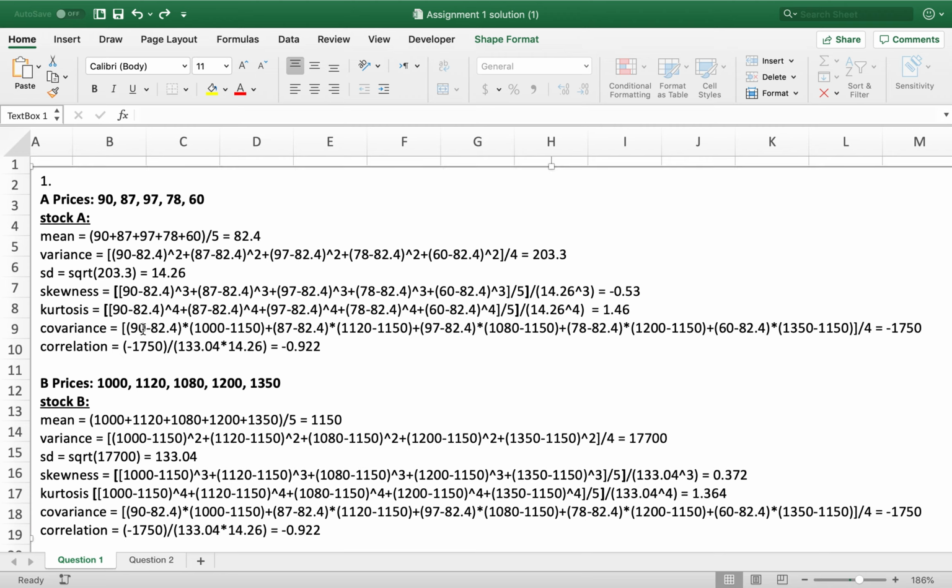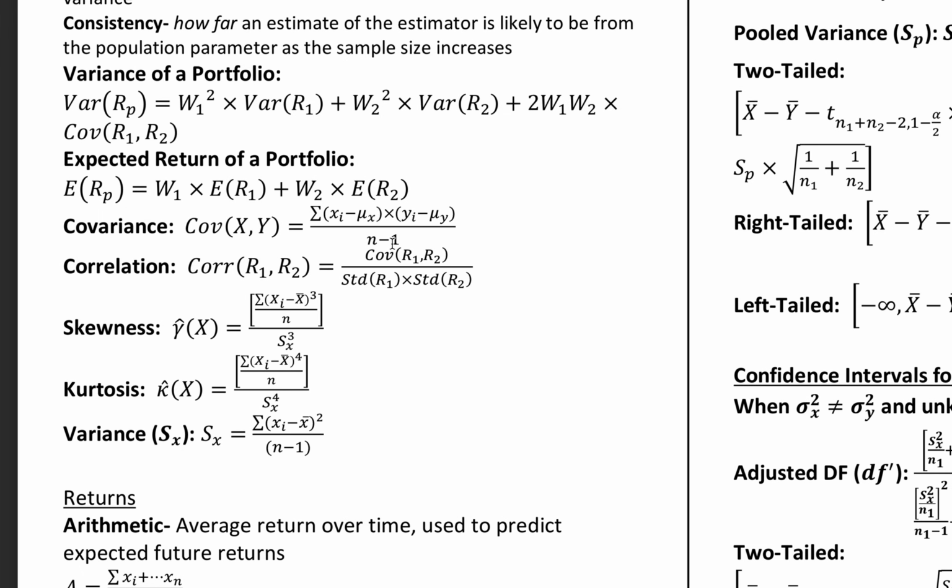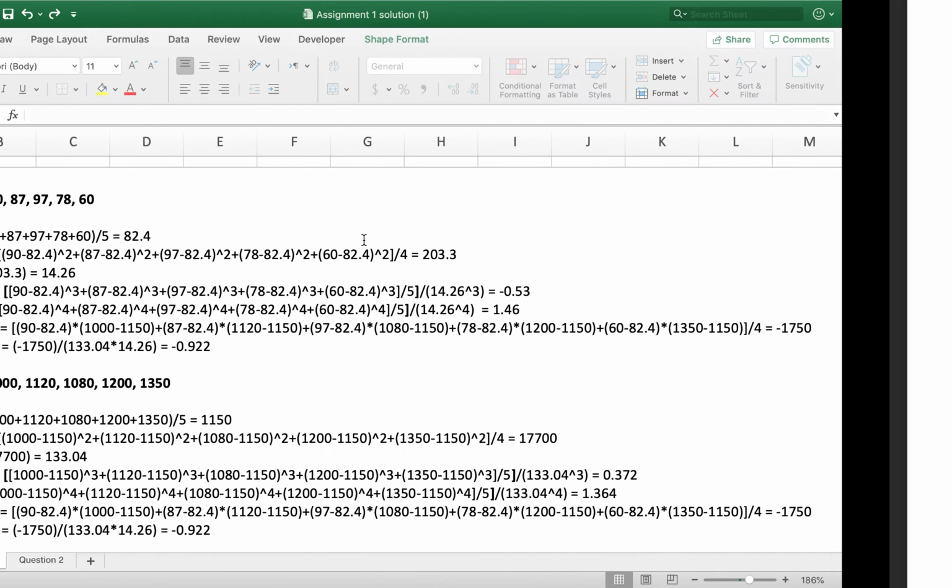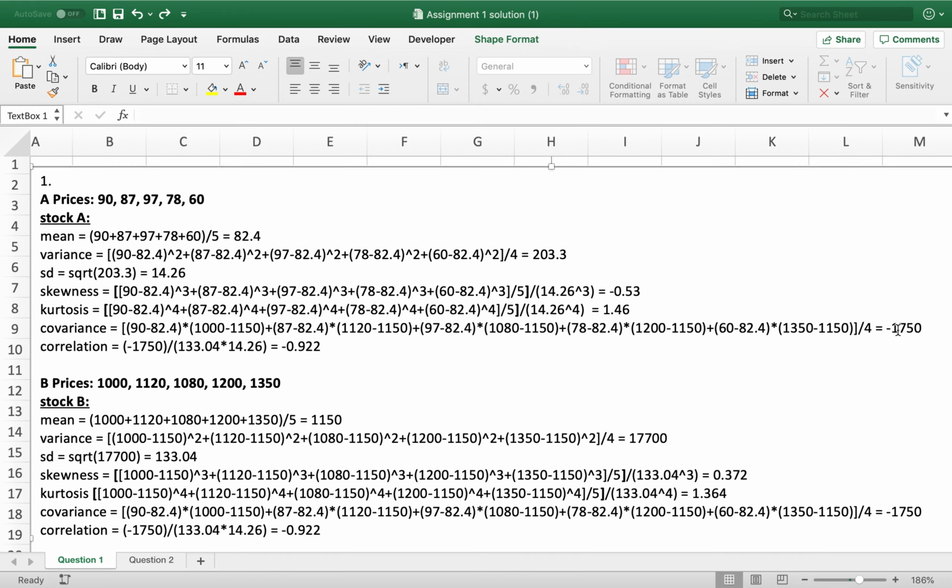So as you can see here, it's 90 minus 82.4. That's the first price in A minus the mean in A, times the first price in B, 1,000, minus the mean in B, 1,150. You're going to go down the line and do that until you've done all the prices. As you can see, it's pretty long and annoying, but as long as you don't make a simple error, it's very easy. You're going to divide all of that by n minus 1, which is 4, and you get your covariance, just like that. Super easy.